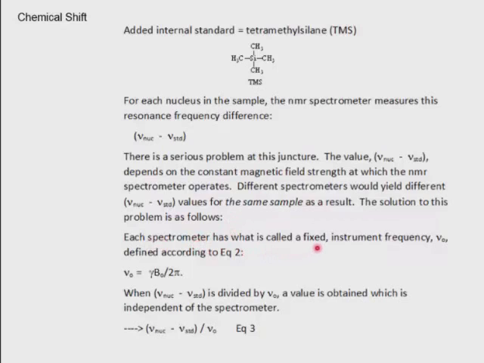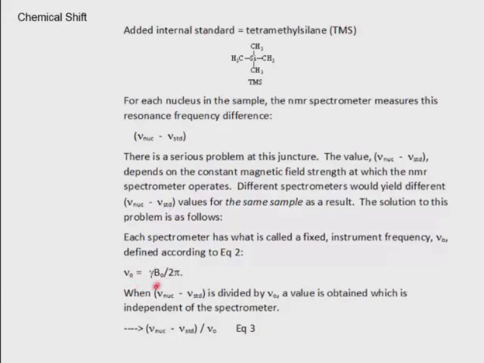Each spectrometer has what's called a fixed instrument frequency, or nu naught. Nu naught is defined according to our equation 2 we saw previously. Nu naught equals gamma times the strength that the instrument operates at, the applied magnetic field strength, divided by 2 pi. So the instrument knows the value of the strength of the magnetic field, and it can easily, with its computer, calculate the value of nu naught.